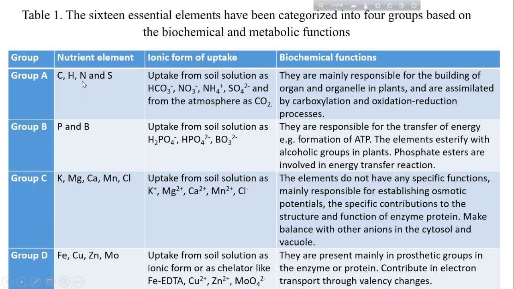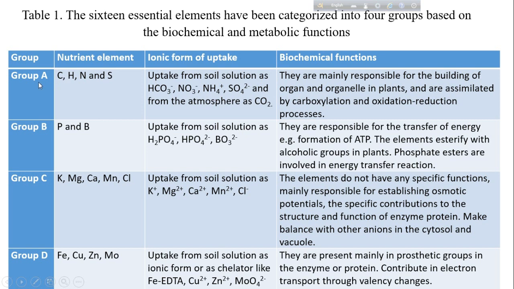Group A includes carbon, hydrogen, nitrogen and sulfur. Group B includes phosphorus and boron. Group C: potassium, magnesium, calcium, manganese and chlorine. Group D: iron, copper, zinc and molybdenum.